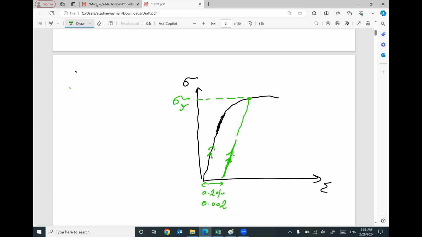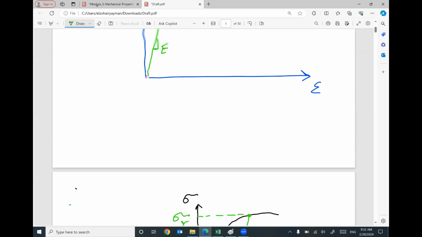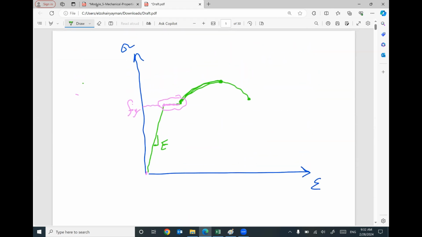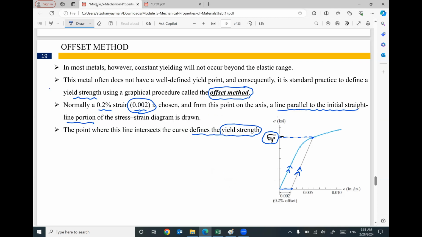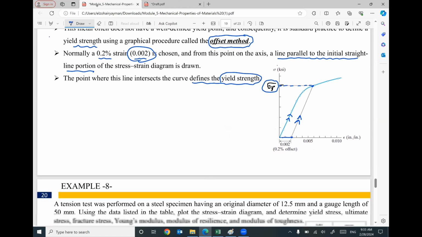That makes sense? Otherwise, we will have a clear definition: plateau, this constant value of stress. This constant value is the value of the yielding stress. If we don't have this case, we are going to have this case. So we can figure out the yielding stress by offset method. We have an example here.